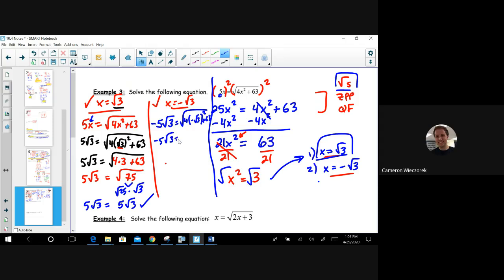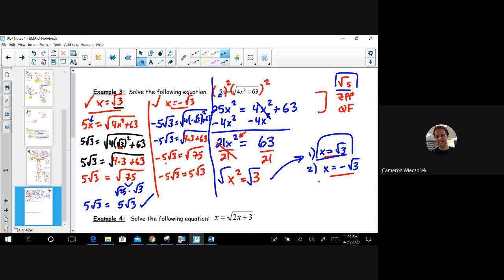Negative 5 rad 3 equals... if I square negative rad 3, it's still going to be positive 3. 4 times 3 plus 63. It's the same thing we had over here. Squaring the negative still is positive. So this is going to be 75, which we already broke down before. It was positive 5 rad 3.